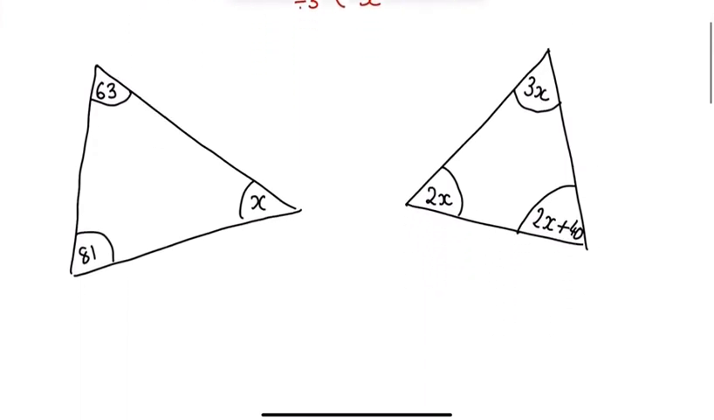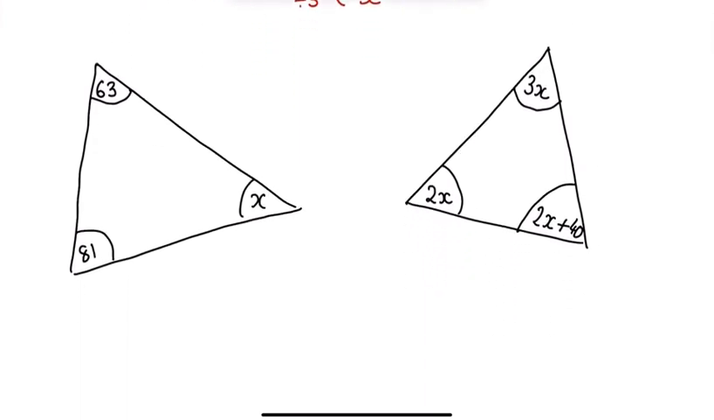What I would like you to do now is pause the video and have a go at finding the missing angles in each of these triangles. Now for this first one, you should have just done 63 add 81 to start off with, which gives you 144. And then you're taking that away from that 180, which gives you 36.